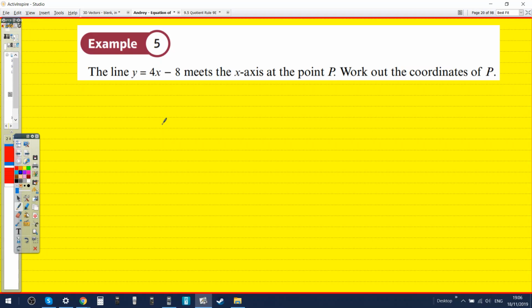I'm not sure what to do. What do you know about the x-axis? Is it that the first coordinate is always 0? On the x-axis, well, coordinates are x, y. Yeah. So anywhere on the x-axis, what do you know about those points? What do they have in common? Oh, sorry, y is 0.